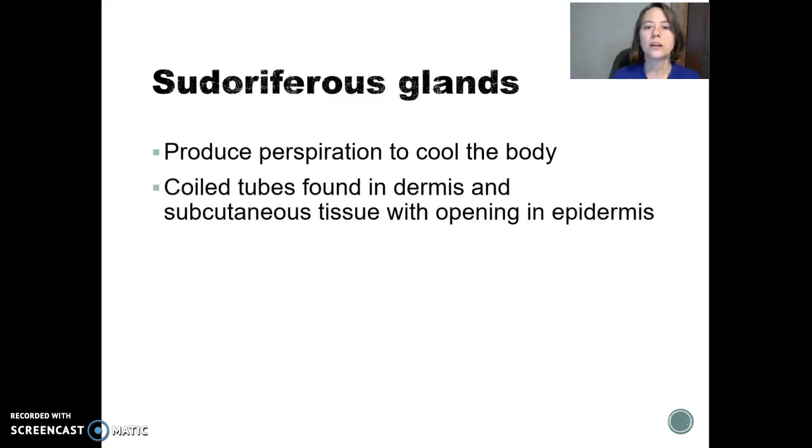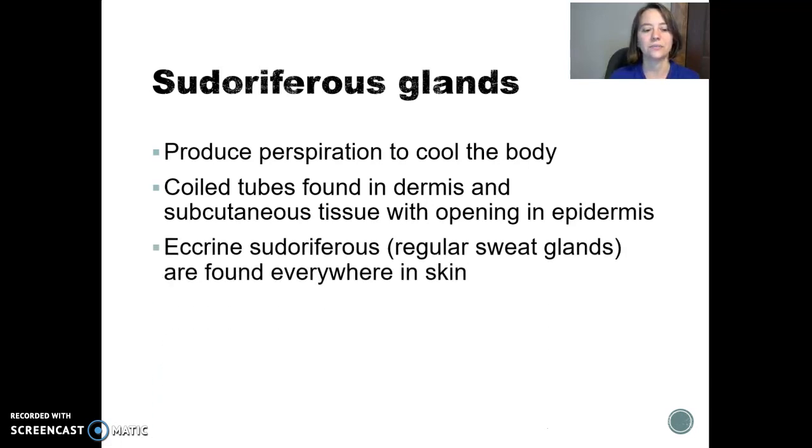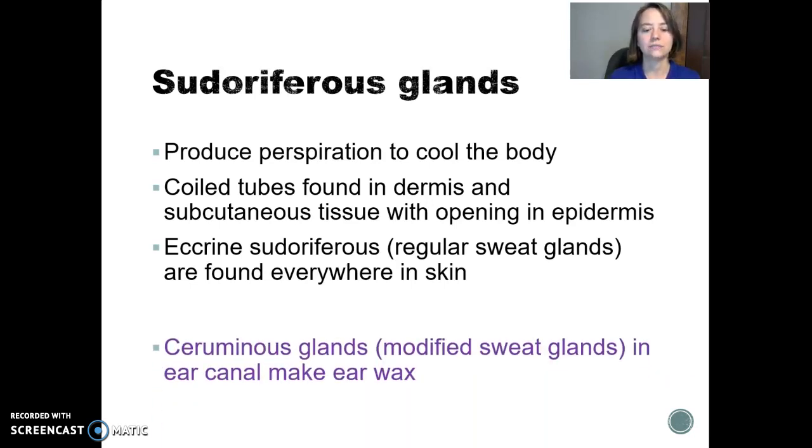Another type of accessory structure are the sudoriferous glands. They produce perspiration to cool the body. They are coiled tubes found in the dermis and subcutaneous tissue, and they open up into the epidermis layer of the skin. There are two types of sudoriferous glands, your eccrine and apocrine. Eccrine sudoriferous glands are your regular sweat glands, and they are found everywhere in the skin.